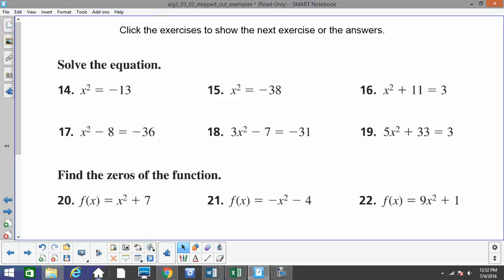All right. This is a you try section. Go ahead, pause the computer, try these out. Let's see how you do. I'll put the answers up in just a few seconds.